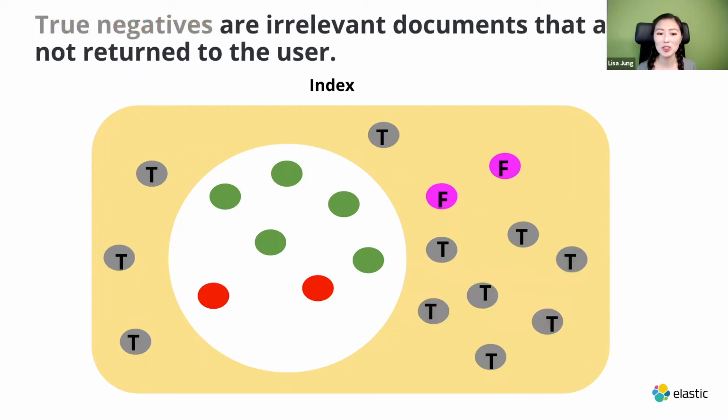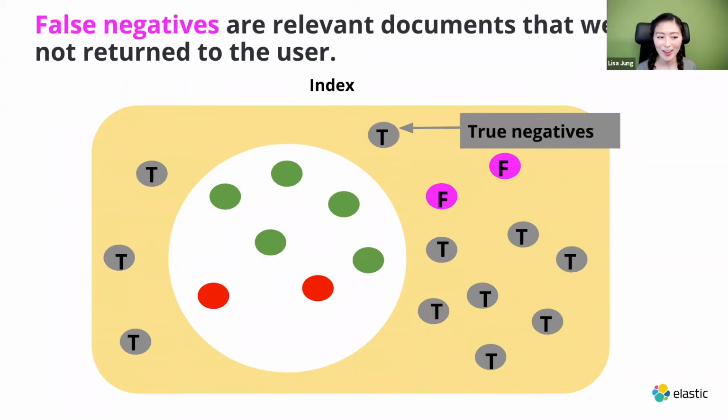Now let's focus on the dots in the yellow region of this diagram. These are documents that were not returned by the search engine. Some of them are truly irrelevant to the search query and were correctly rejected by the search engine, and these are known as true negatives. Now, among the rejected documents, there may be relevant documents that should have been returned in the response. These are known as false negatives.